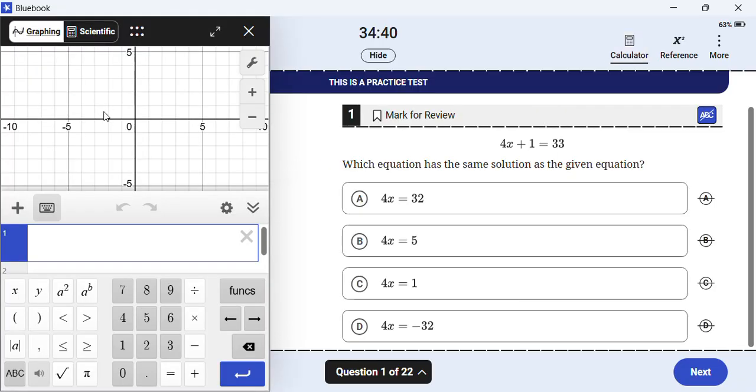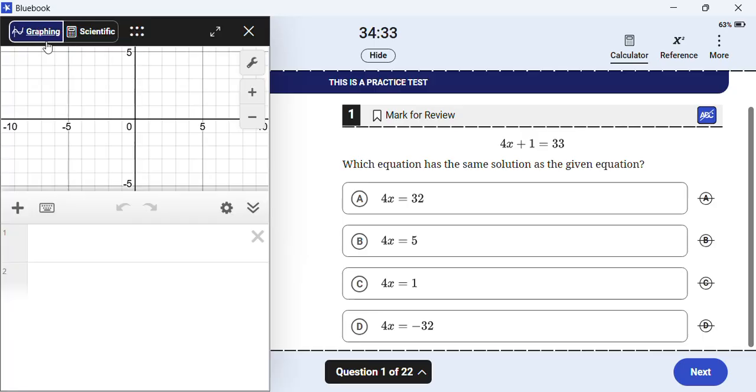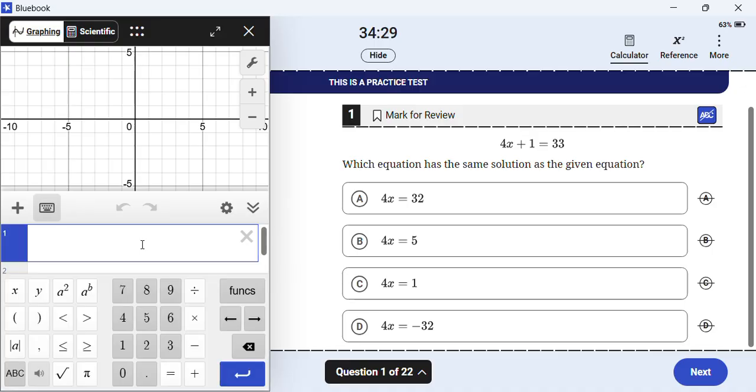This is the full Desmos graphing calculator. There's also scientific if something should come up where you feel more comfortable with that. But the graphing is where you want to stay. And you just want to keep this open the whole time you're doing the test.